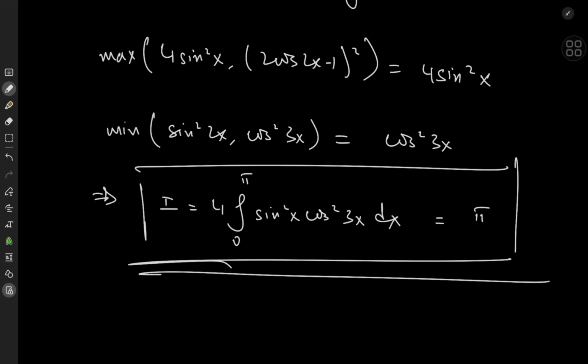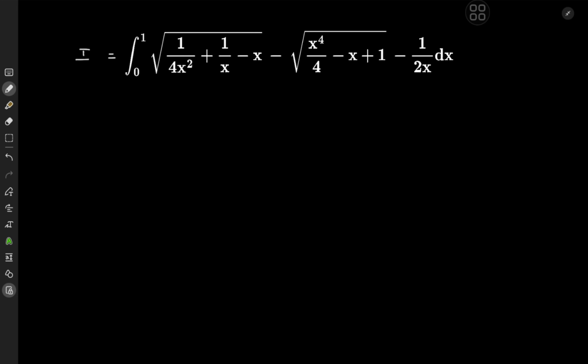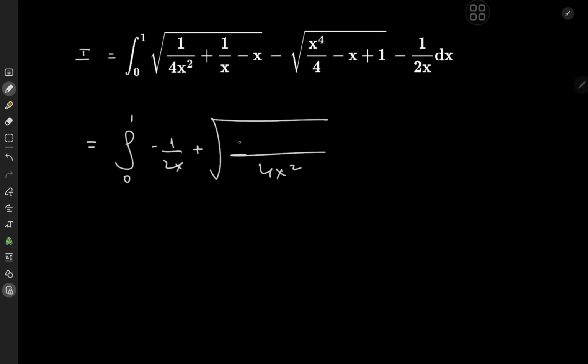Now for the grand finale. We have quite an interesting integrand, and this integral actually involves a nice trick that I will get to later. The first thing to notice is what happens when we combine the first and third terms. So we have the integral from 0 to 1 of minus 1 over 2x plus root of 1 plus 4x minus 4x cubed, over 4x squared, and then we have this other term, x to the 4th power minus 4x plus 4 over 4, dx.